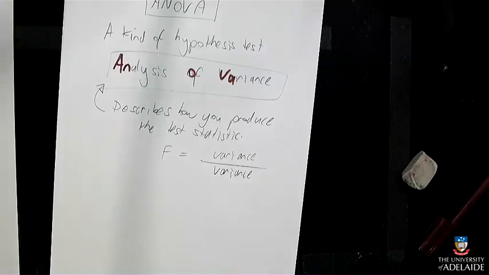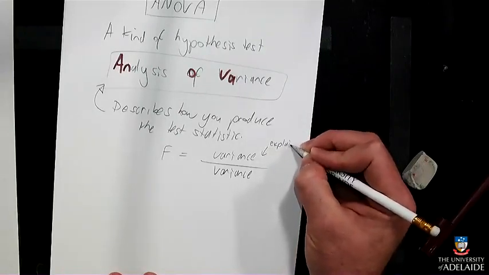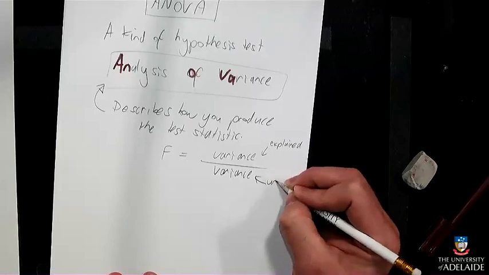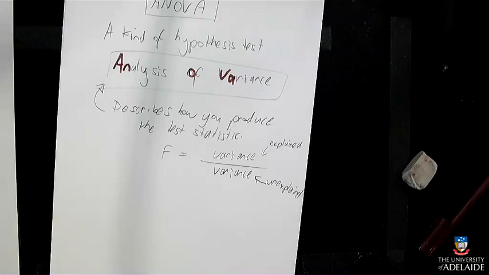In particular, you are actually going to compare the amount of variation that is explained by your model to the amount of variation that is not explained by your model. So the amount of variation explained by the model divided by the amount of variation not explained by the model, and you would like that number to be as high as possible because you want the most amount of variation explained by the model.